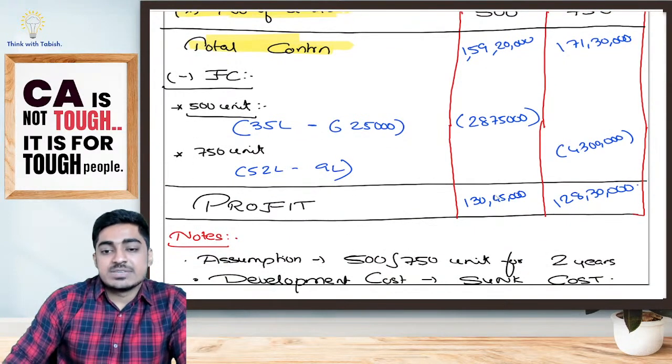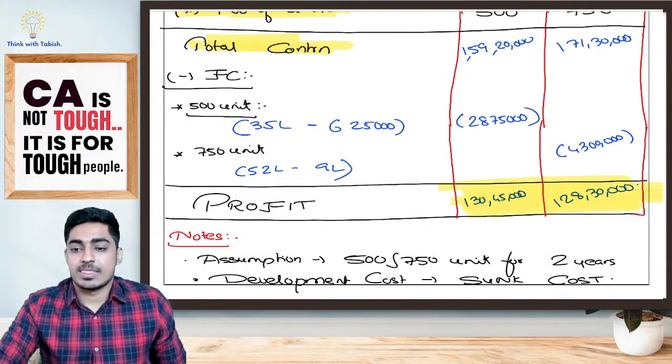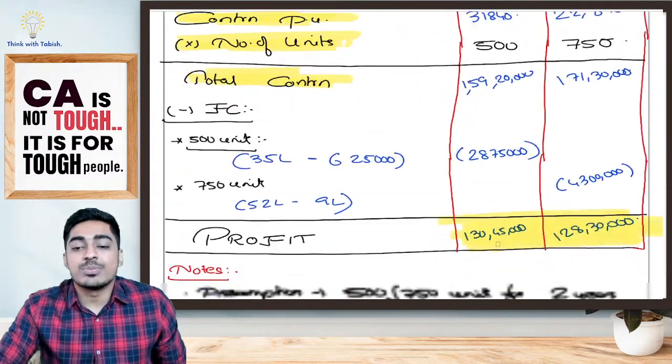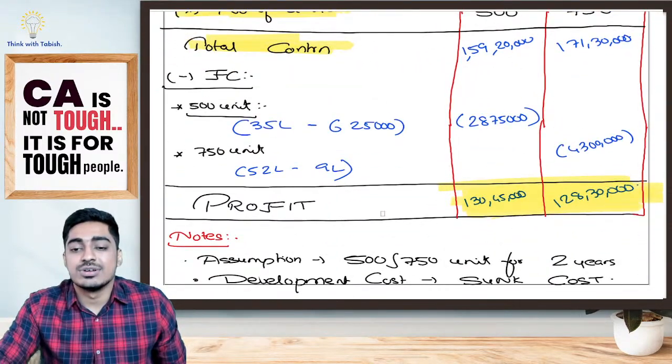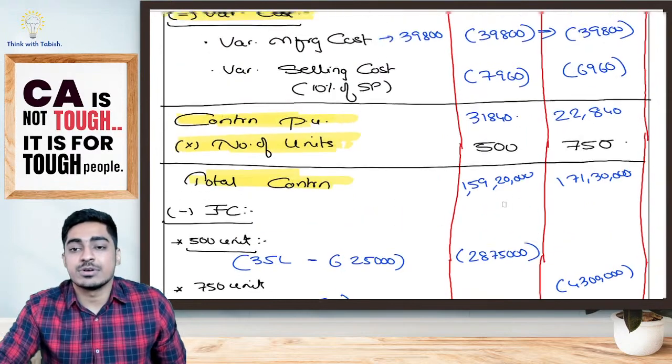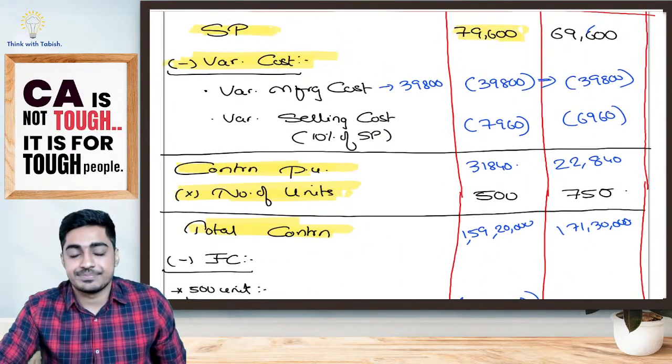So which one is better? Where do we have a higher profit? Which is better, students? Yes, to produce 500 units is better because our overall profit is higher here. Yes or no?